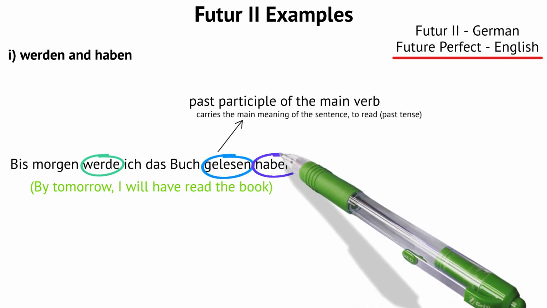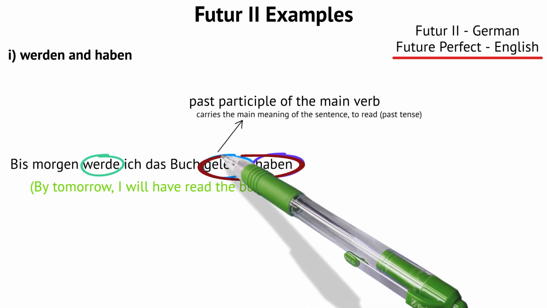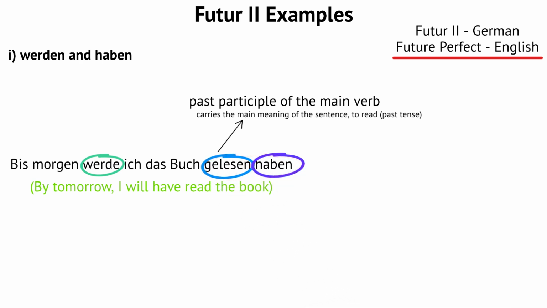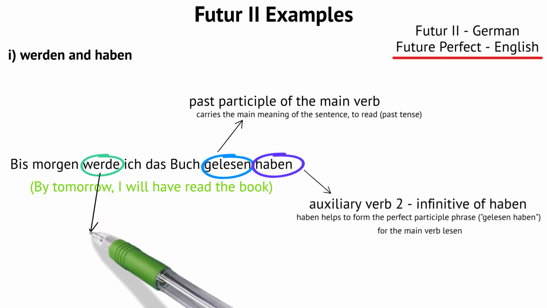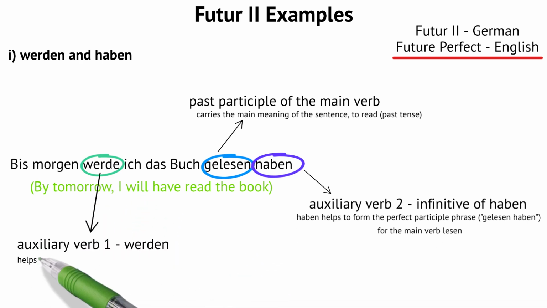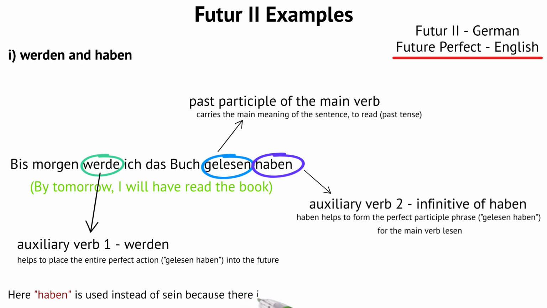The combination of the past participle, gelesen, and the auxiliary verb, haben, shows that the action is already completed, just like a past tense sentence, and the auxiliary verb, werde, transfers the entire completed action into the future, thus creating the future perfect tense. Here the auxiliary verb, haben, is used instead of sein, because the main verb, lesen, does not express a change in location or state.